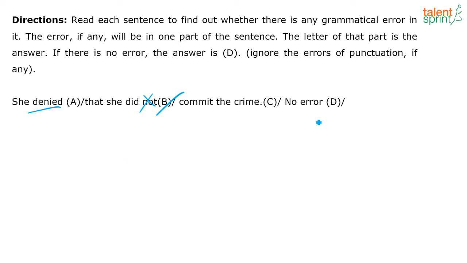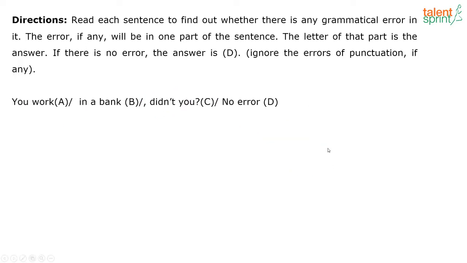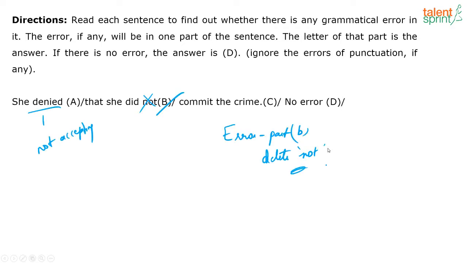That she's not accepting that she did the crime. So because denied is saying not accepting that she did commit the crime, denied is a negative word, no problem. It's already bringing in negative meaning. So I don't need this not again in part B. So the error is in part B, where I need to delete not. Following? So these are all errors pertaining to double negatives.